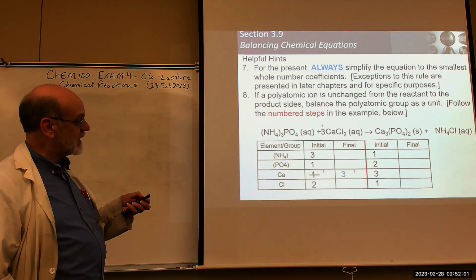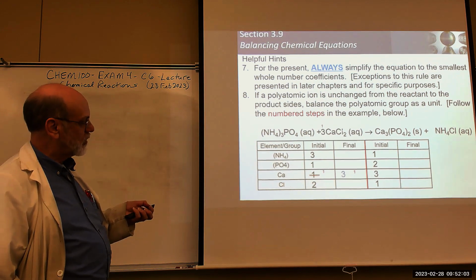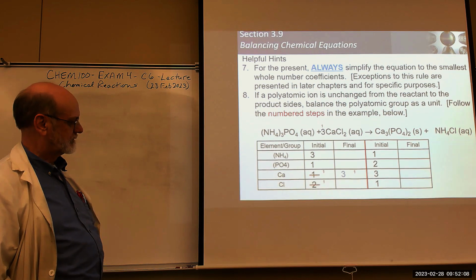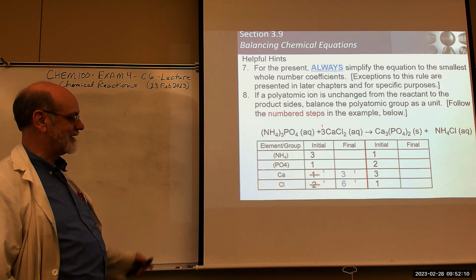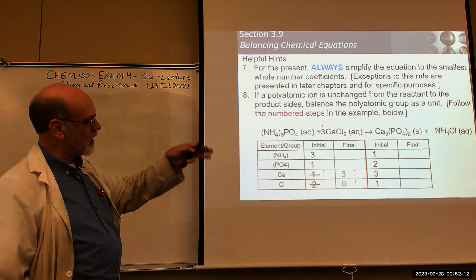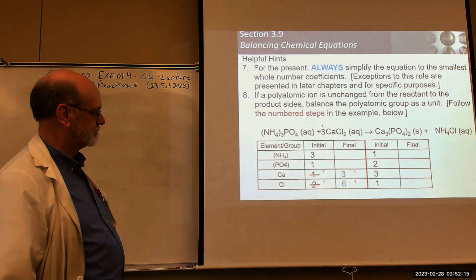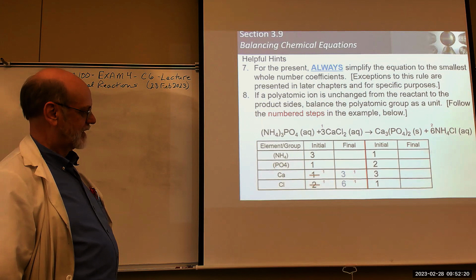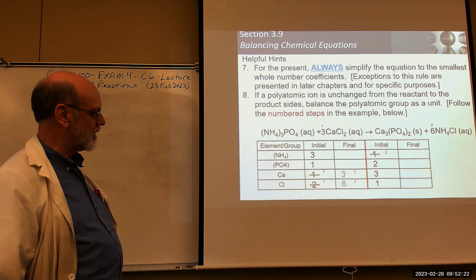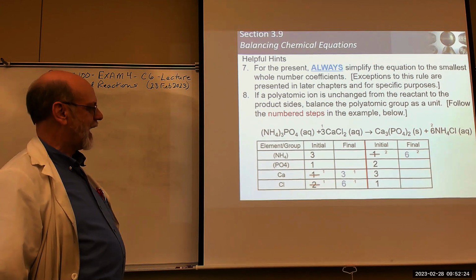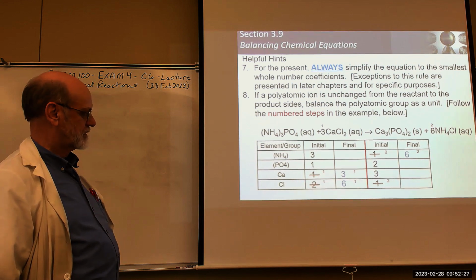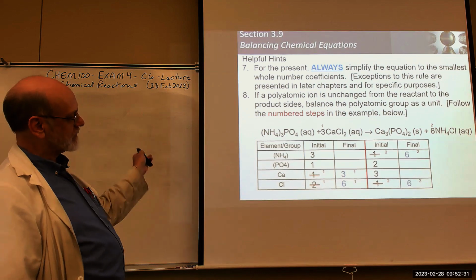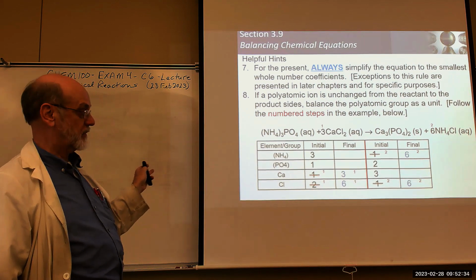So in that case, we've changed the chlorides. So now we have 6 chlorides. We have to tally that. Okay. Now we can go on the product side and balance the chlorides with a 6. Right. So we retally both the ammonium and the chlorides. There we go. So now we got to come back on the reactant side and balance the ammonium.